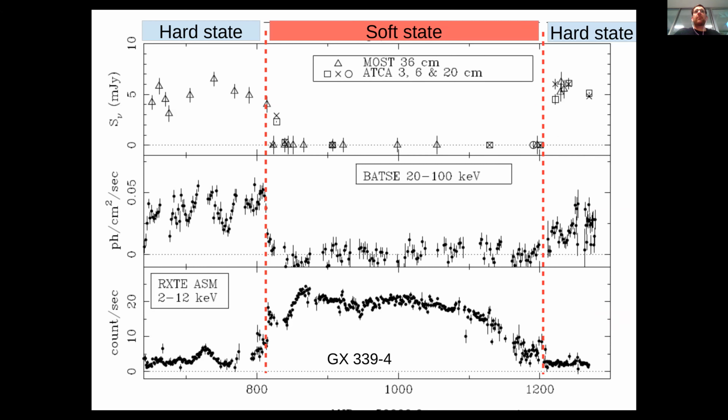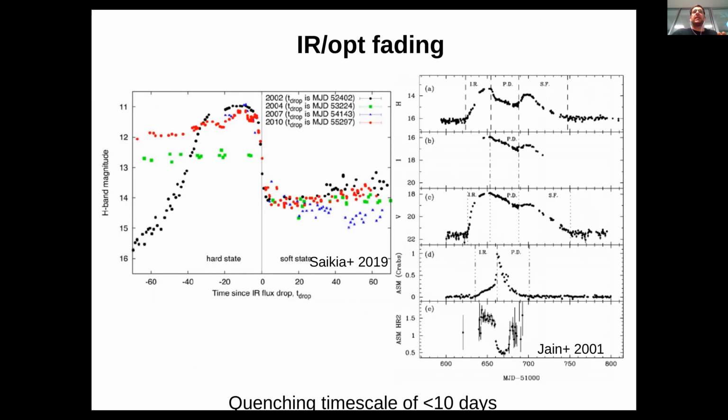Now, in this monitoring, the jet seems to be quenched on timescales of about a week. We can also see that evolution in the infrared and optical bands, where the emission, which is dominated by the jet, fades quite rapidly on timescales of 1 to 2 weeks, and this is indicative of that high energy jet emission quenching.